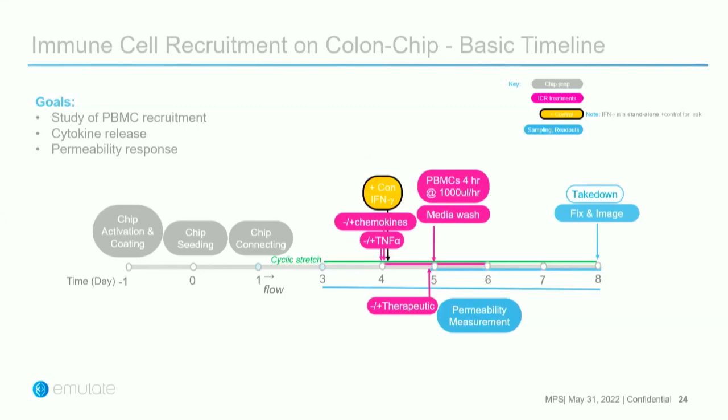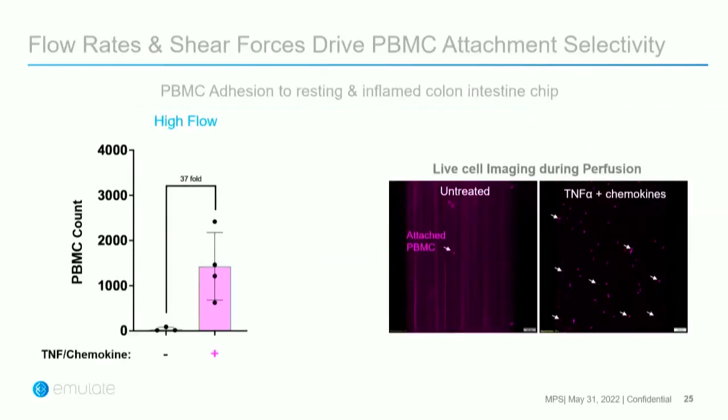For those of you who are interested, this is a flight plan of our 8-day experiment, which gives you an overview that's color-coded. The gray is the preparation steps in the chip. All the magenta is the experimental manipulation itself, like the priming, the drug, and PBMC perfusion. The blue are the readouts: effluent analysis, permeability measurements, and imaging.